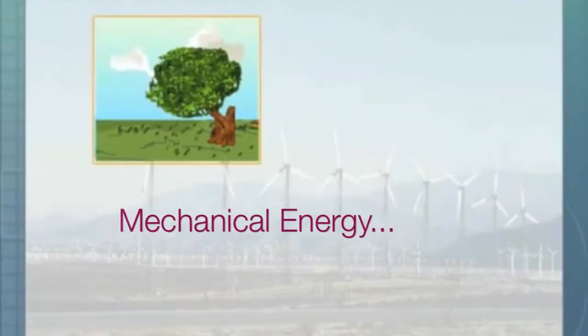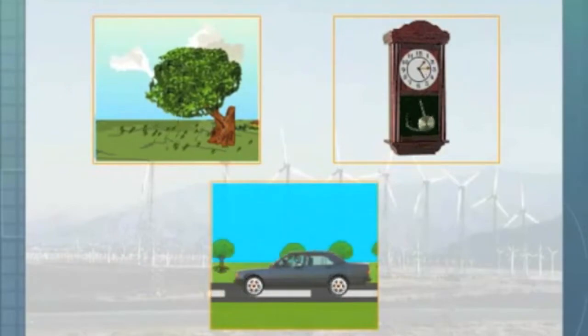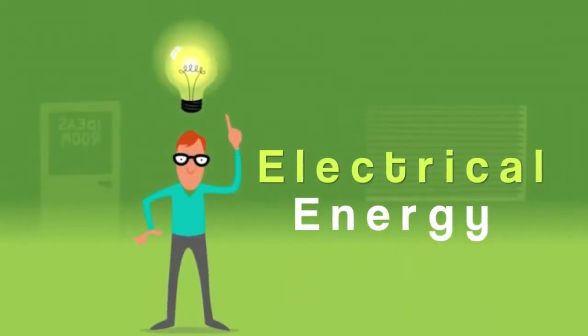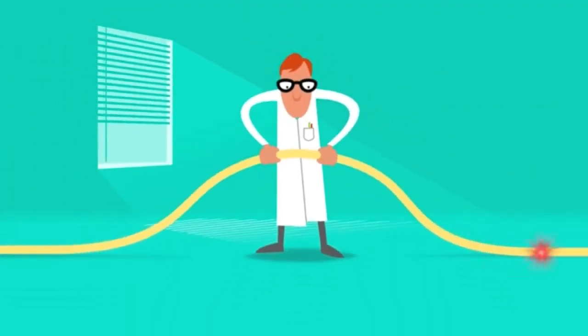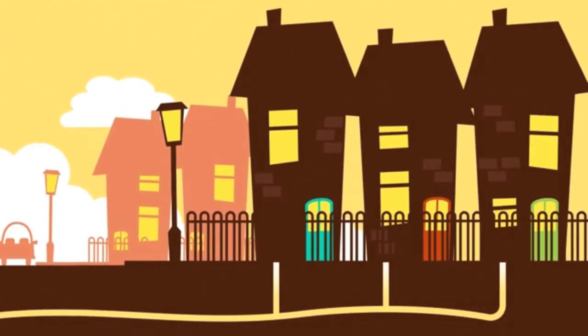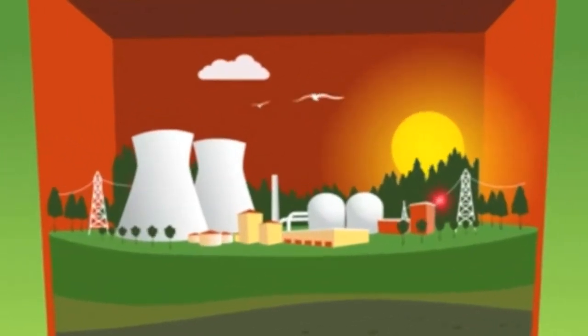Mechanical energy is energy created through movement. Examples of mechanical energy can be anything from cars' wheels to a bird's wings flapping to create flight. Electrical energy is the movement of electrons from an area of high potential to one of low potential. Examples range from batteries to a power plant.